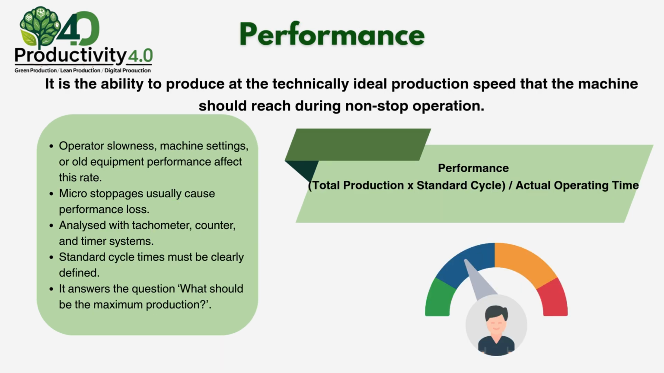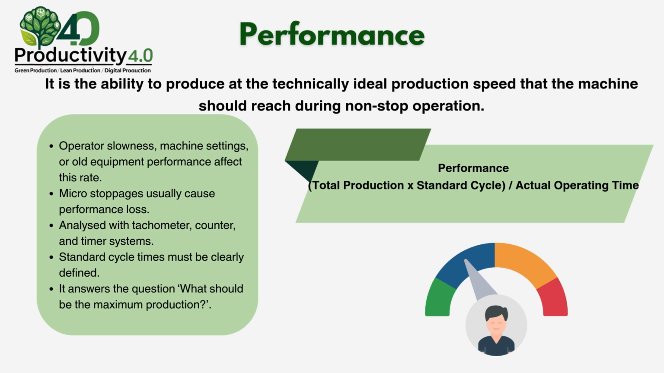Performance expresses a machine's ability to produce at its ideal production speed during non-stop operation. This rate can be negatively affected by factors such as operator slowness, inadequate settings, or old equipment. Short stoppages also cause significant performance losses. Therefore, continuous analysis should be done using tachometers, counters, and timer systems, and standard cycle times must be clearly defined. Because these times answer the question, how much should this machine actually produce?